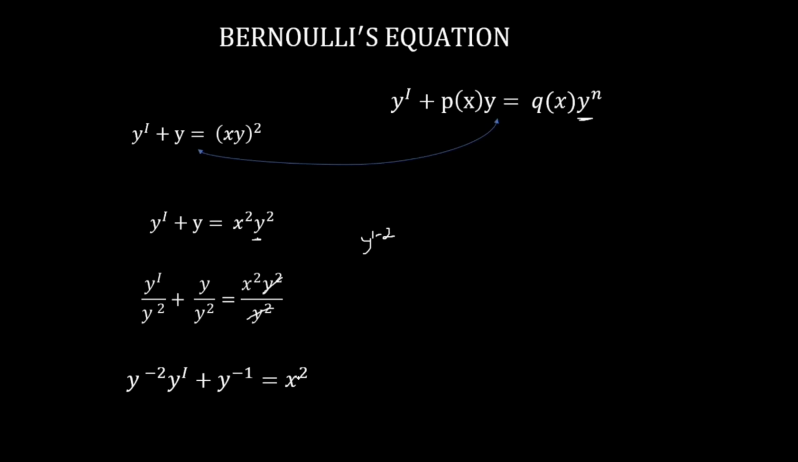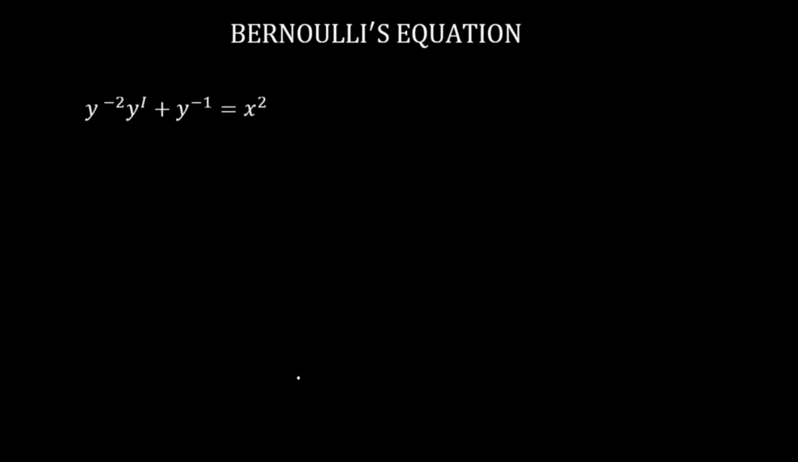After getting this, Bernoulli's equation uses substitution. Please watch this one very carefully. With the substitution, you make a variable equal to the y term with the exponent. So we make z equal to y exponent negative 1. Always divide so that you get something like this and make z equal to the y with the exponent.